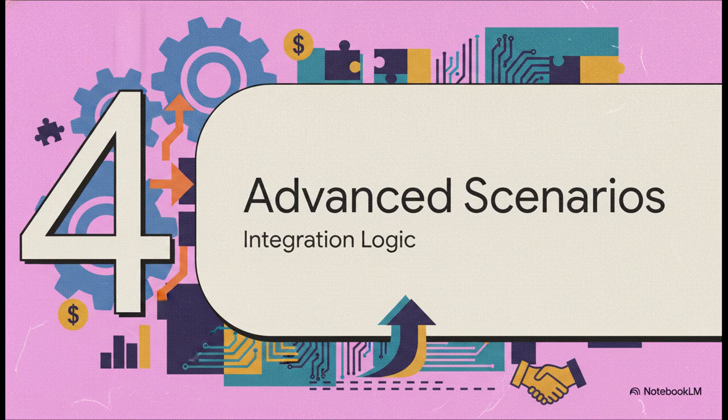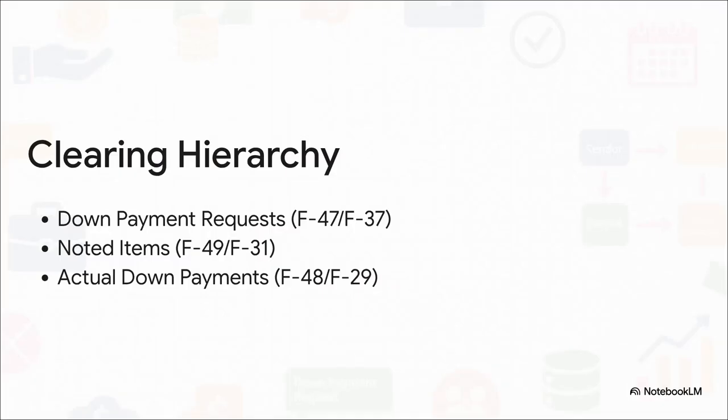And finally, Section 4, Integration and Advanced Scenarios. This right here is what separates a novice from a true, seasoned FICO consultant. The absolute crucial point here is understanding exactly how SAP protects you from making, well, catastrophic accounting errors. And it does this through a very strict clearing hierarchy. If multiple down payments exist, SAP looks at them in a highly specific order. It recognizes down payment requests first, then noted items, and finally actual down payments.